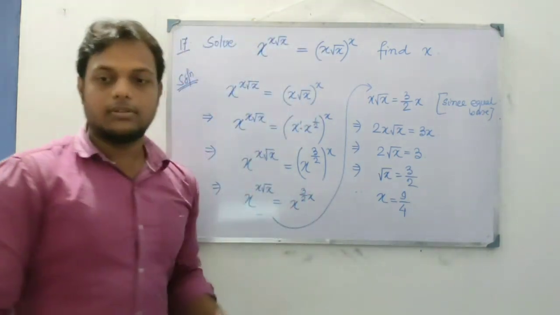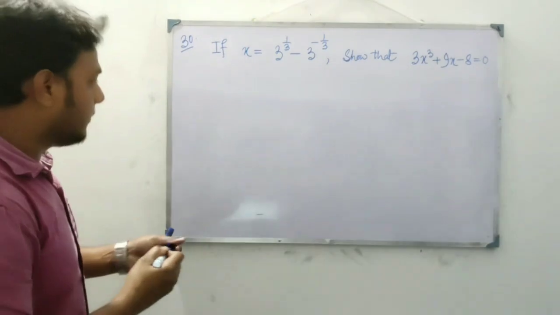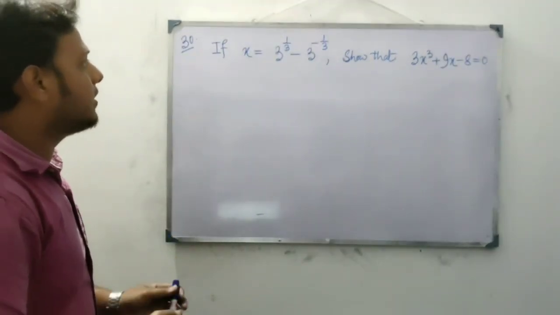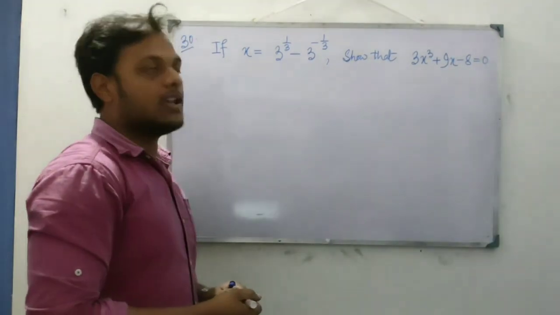This completes the solution. Understood? Next, problem number 30. If x equals 3 to the power 1 by 3 minus 3 to the power minus 1 by 3, then show that 3x cube plus 9x minus 8 equals 0.